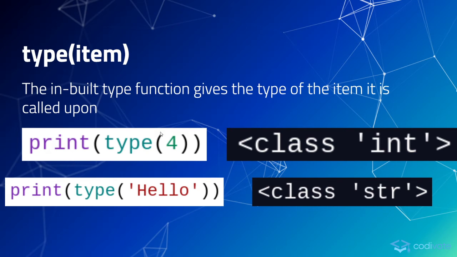And this type will work for any data type that we looked at before. It will work for strings, as you can see here, we're getting the type of the string hello. It will also work for lists, tuples, booleans, floats. So it's pretty useful if we want to know the exact type of an item. And it's an inbuilt function in Python.